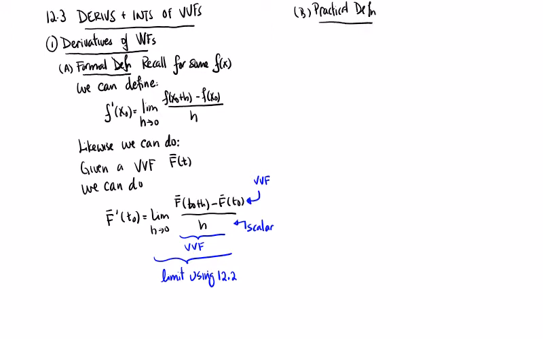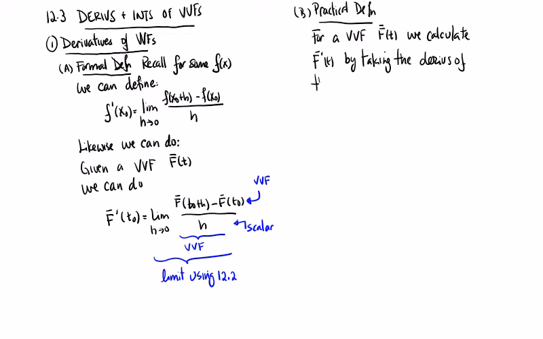So the practical definition is simply you take the derivatives of the individual functions, or the components if you like. So for a vector valued function, capital F of t, we calculate capital F prime of t by taking the derivatives of the components. Don't worry right now about what this means or what this represents. Just look at a couple of examples, like if F bar of t is t squared i plus sine of 2t j plus e to the 3t k.